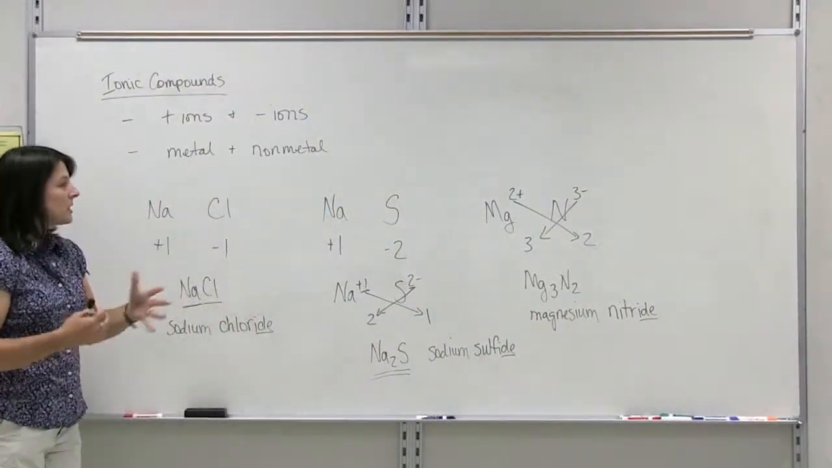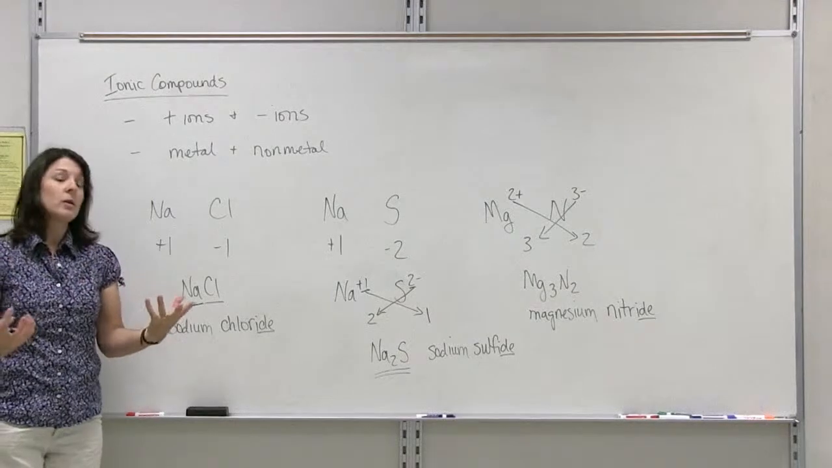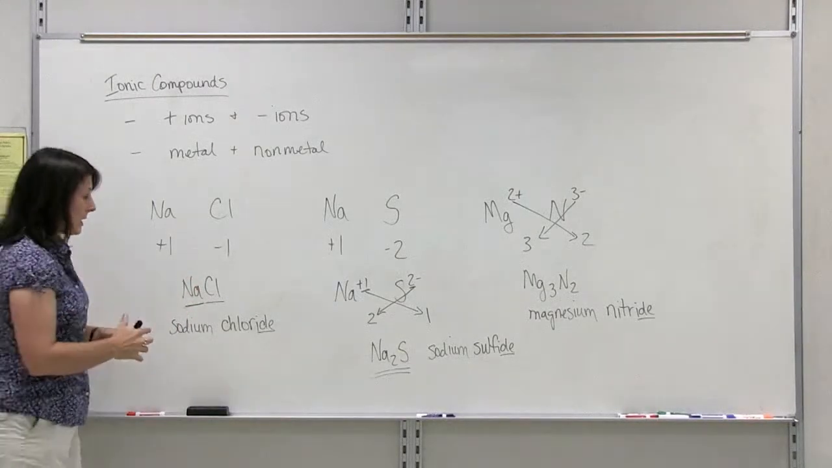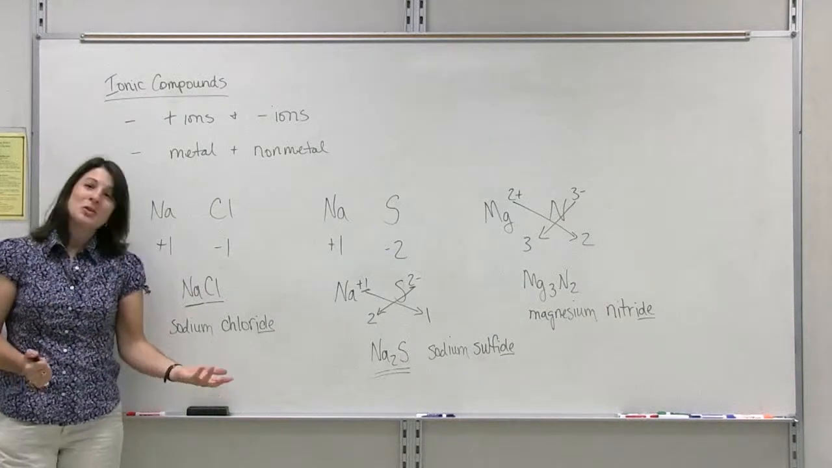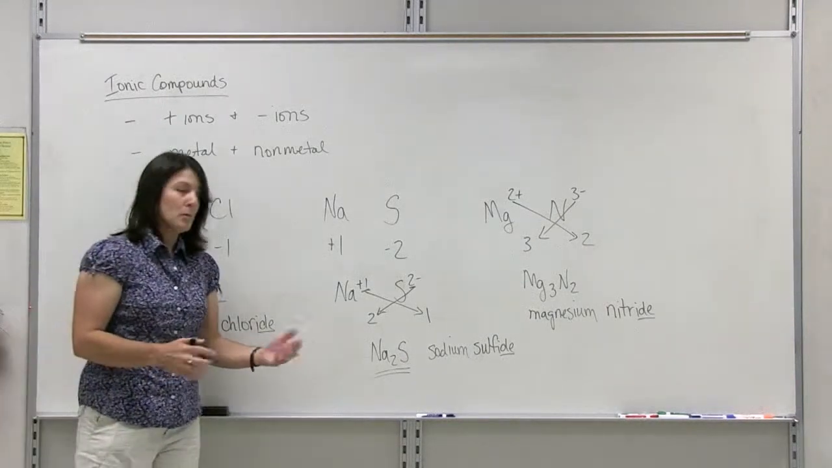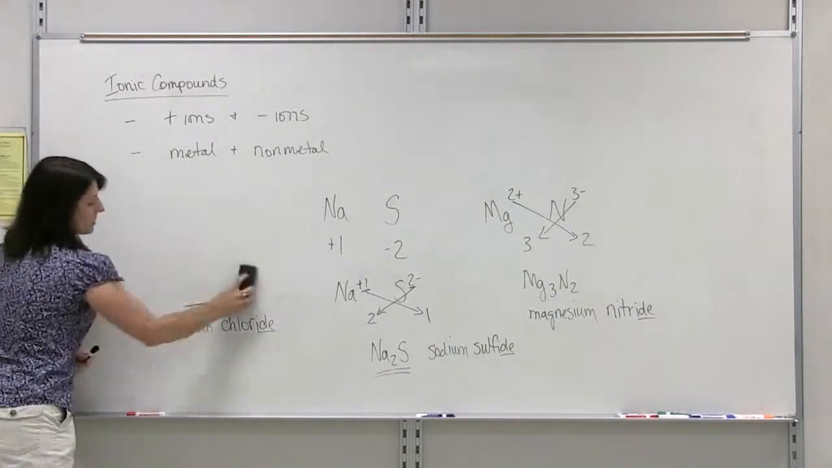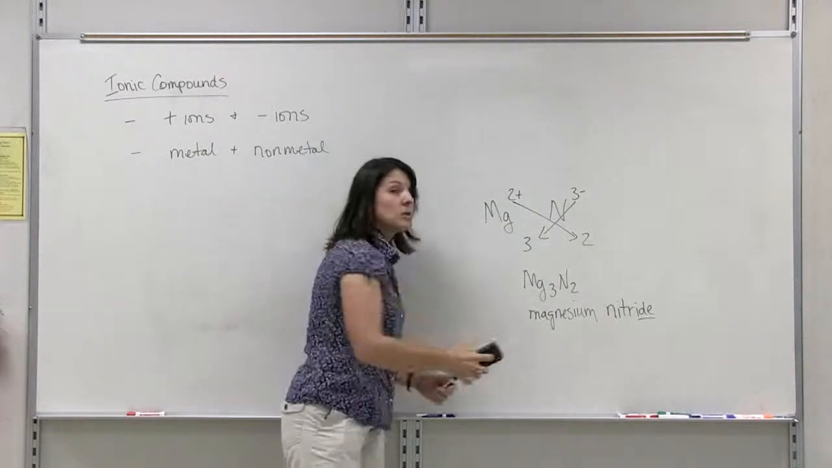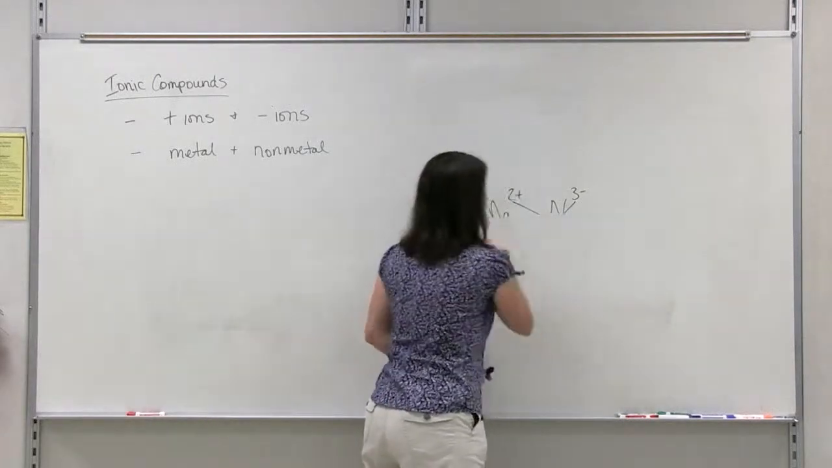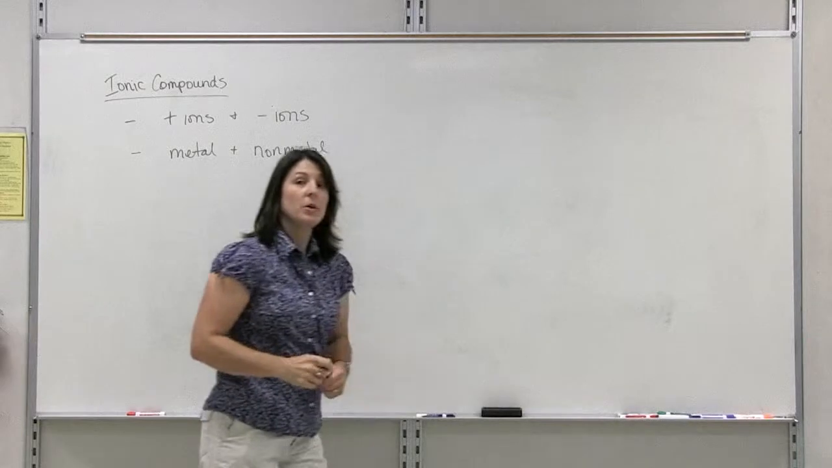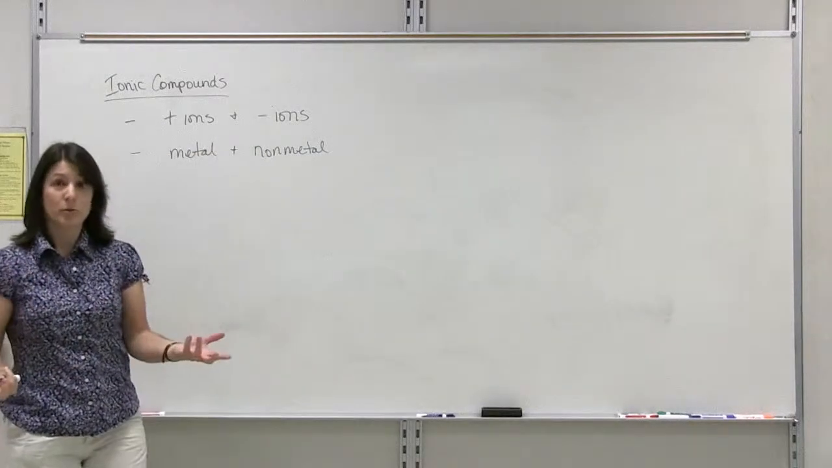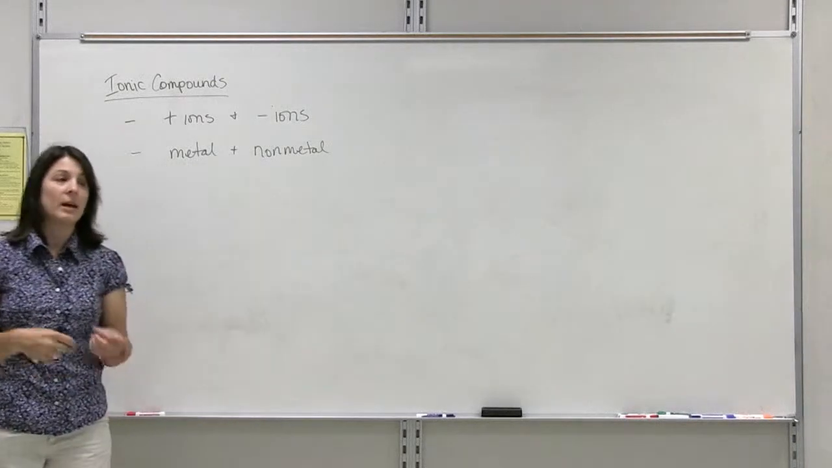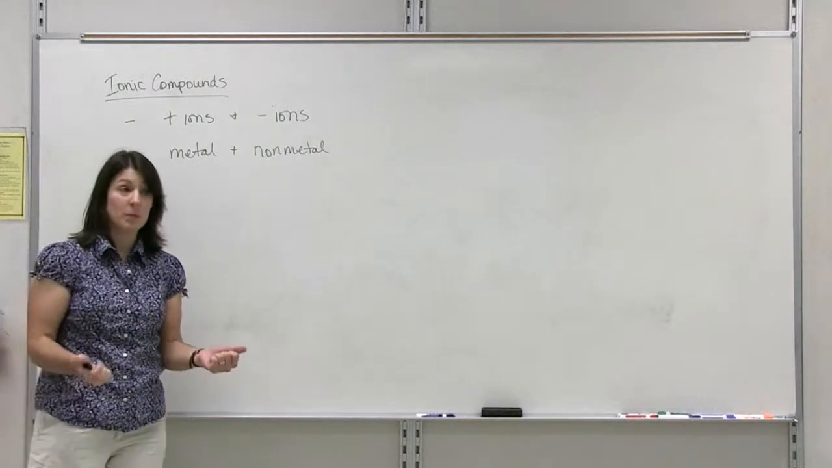So that's how you would put together elements that are part of the representative elements, the A groups, 1A through 8A. We can also talk about the transition metals, the B groups. The transition metals are different in that they can form multiple ions. Their group number doesn't necessarily tell you how many valence electrons they have or what their charge is going to be.